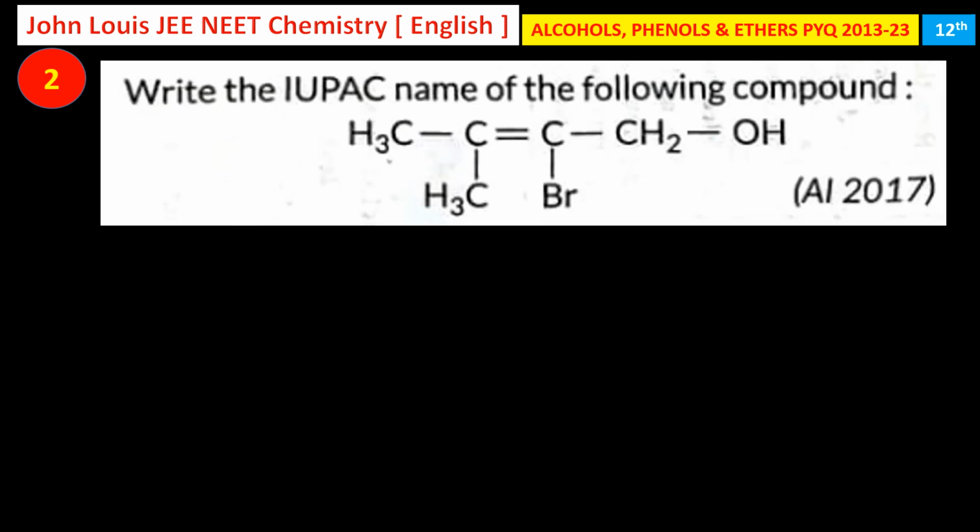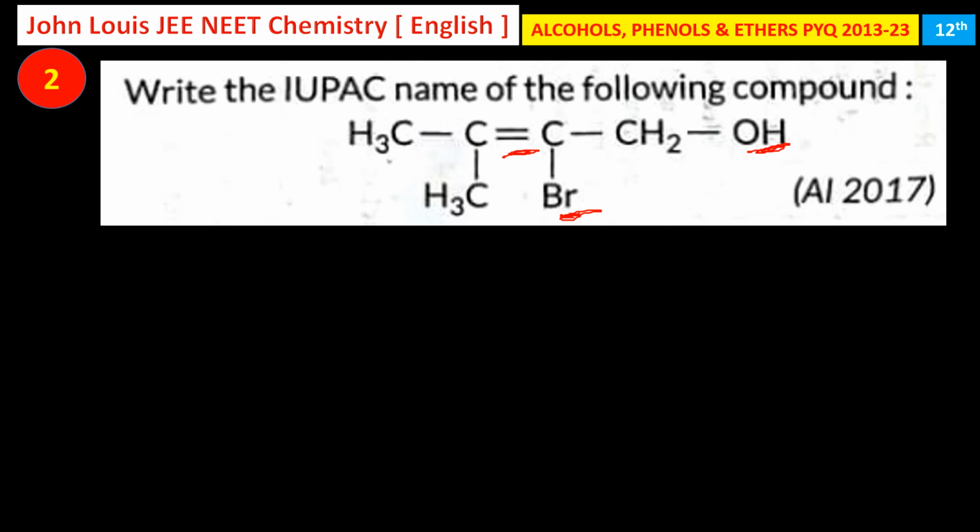So this is our second question. In this, we have got three different groups here. So one double bond character is there, and then bromine is there, and then OH is there. So if all three are present in the same compound, we should know the priority rule.